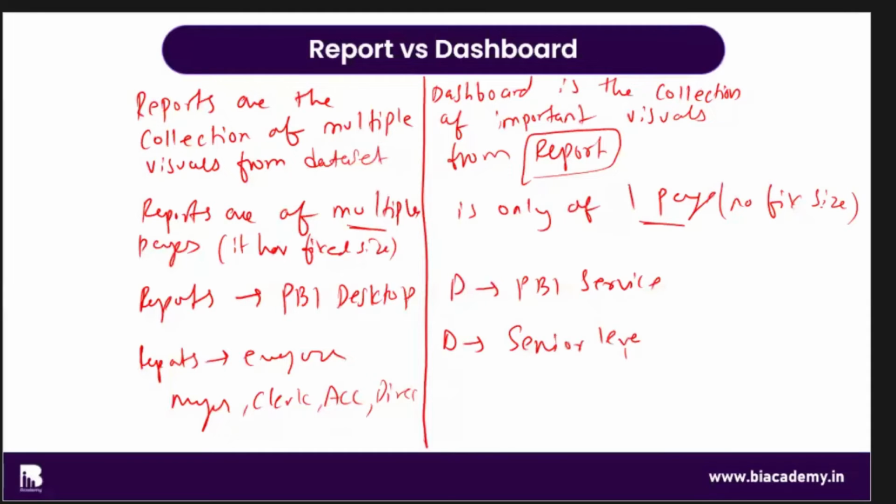Senior level people. That means what? Investor, founder, etc. Let's understand this. Suppose I have a report where, in one page, I have 5 visuals and I have a total of 10 pages in the report. So how many visuals will I have? In my Power BI report, I have 10 pages. Each page has 5 visuals. So it is a very simple calculation. That means I have a total of 50 visuals, right?